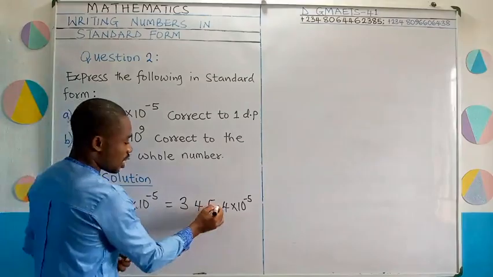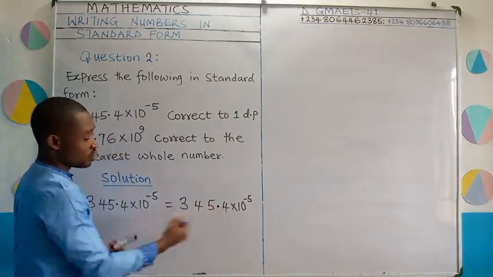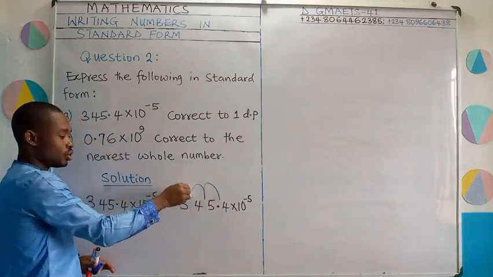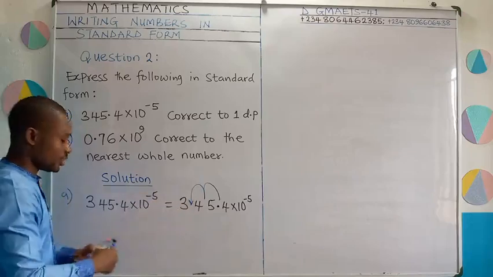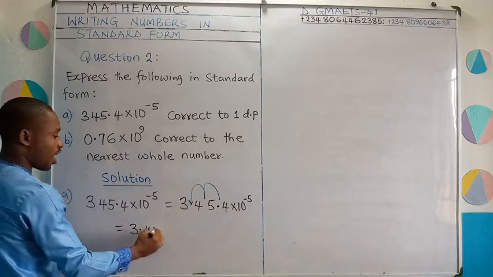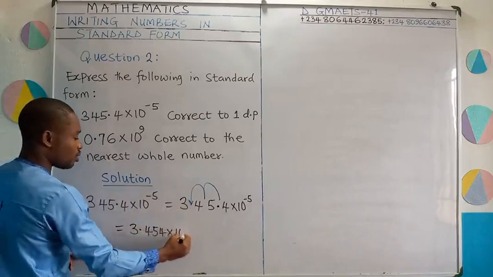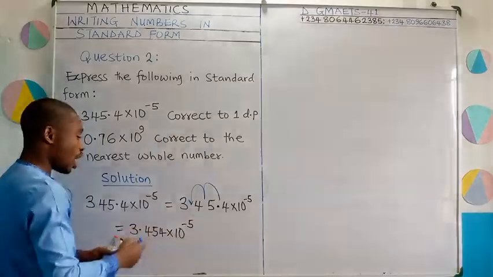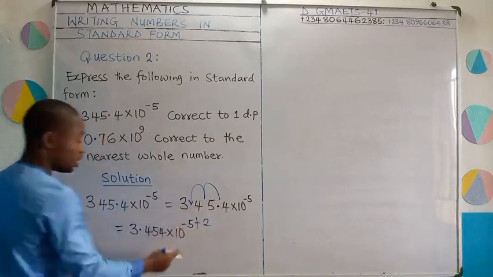Now since the point is here, I'll move it from this position. So we go, this is going to be 1, 2. Alright, so this is where the point is. And of course, this is going to be equal to 3.454 times 10 raised to the power minus 5. I moved the point 2 times to the left, so I will add 2 to the power of 10.